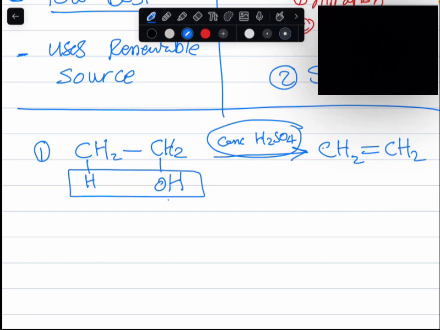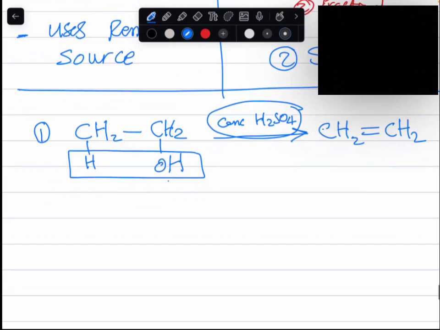These are the most famous things in alcohol. There is another reaction for alcohol, but it's common with carboxylic acid. There is another famous reaction of alcohol, but it's common with carboxylic acid.